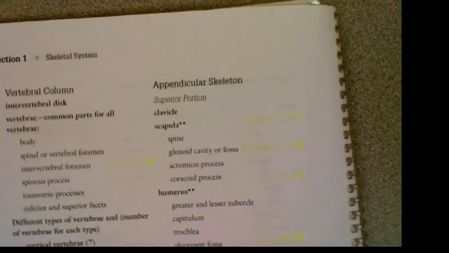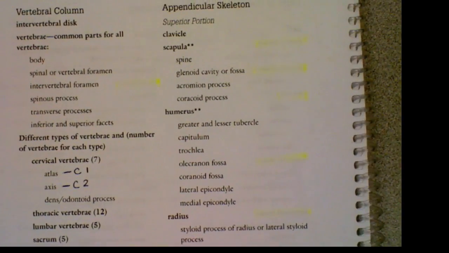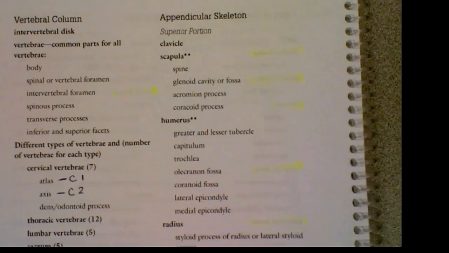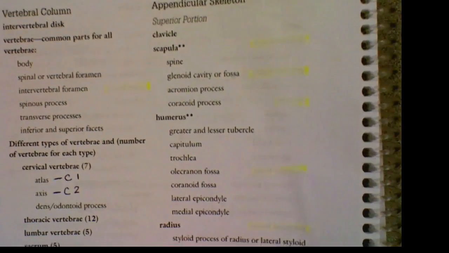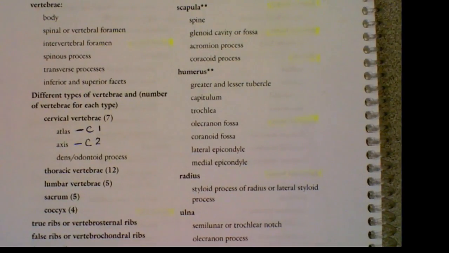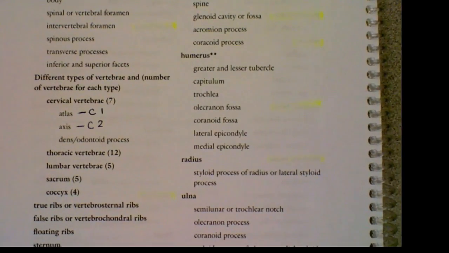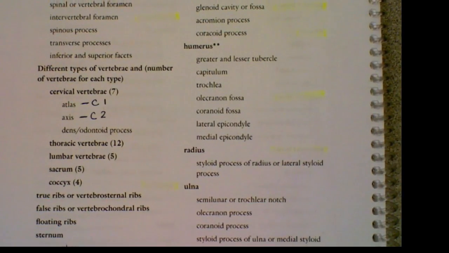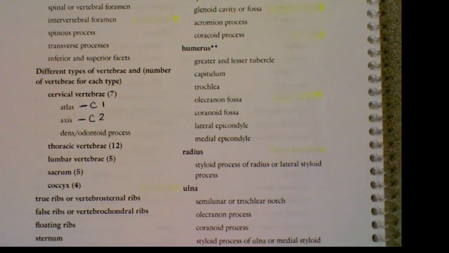All right, so that kind of takes care of the vertebral column. The only thing we have left to mention is our ribs and the rib cage, and I'll be doing that in the next video.